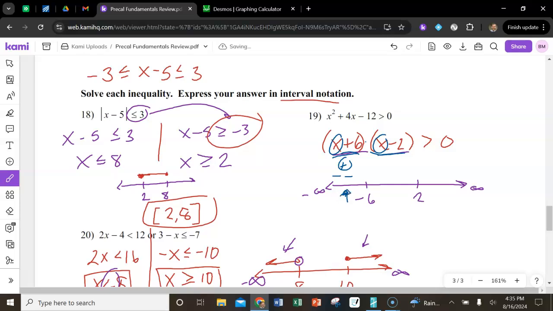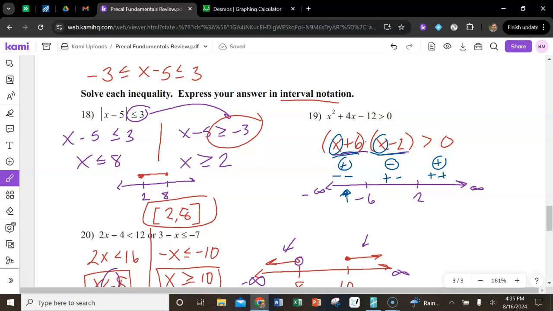So if I pick something between -6 and +2, like 0. 0 plus 6 is positive, 0 minus 2 is negative. Multiply those together, I get a negative number. And pick something greater than 2, like 3. 3 plus 6 is positive. 3 minus 2 is also positive. Multiplying two positives gives me a positive.